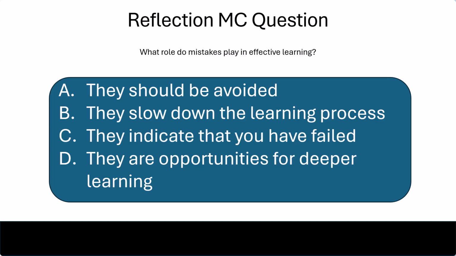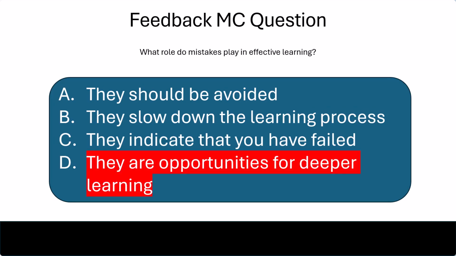What roles do mistakes play in effective learning? Is it A, they should be avoided, B, they slow down the learning process, C, they indicate that you have failed, or D, they are opportunities for deeper learning? The answer is D, they are opportunities for deeper learning.